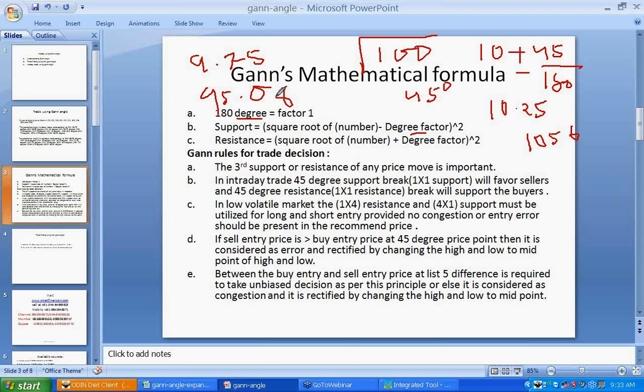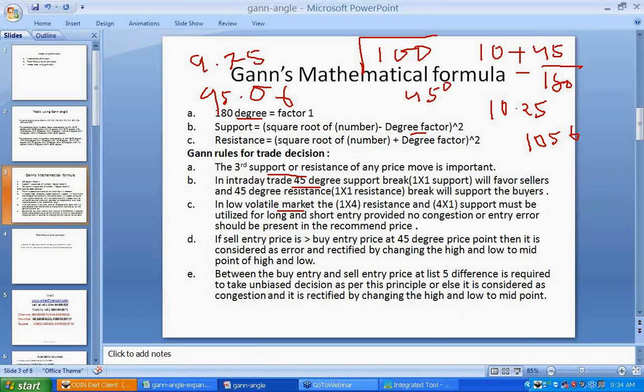Then the remaining rules I have already told you. On the third support or resistance of any price move, we have to initiate the trade. So there are a couple of rules here. 45 degree is the important support. In a low volatile market, the 1 by 4 and 4 by 1 trend line is used. In a high volatile market, the 1 by 1 trend line is used. Like that, a couple of rules are also associated with this.